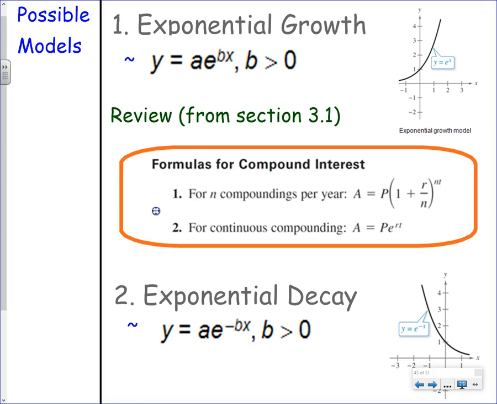So if I said it compounded monthly, what would N be? Daily would be 365. Bi-monthly would be every other month, so 6. Bi-weekly, every other week, would be about 26.